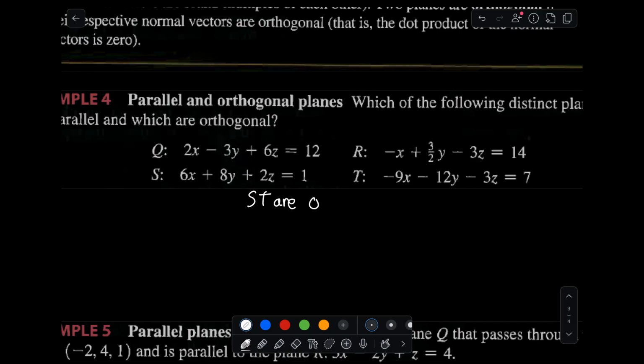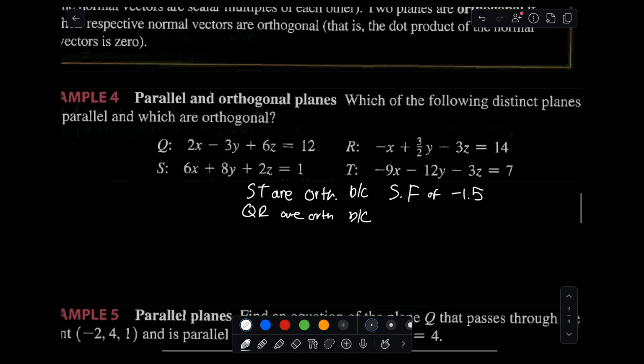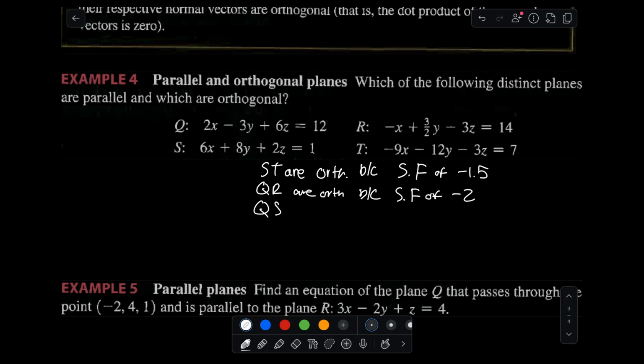Are orthogonal because scale factor of... and then Q and R are orthogonal because of a scale factor of -2, and then QS are, oh no, not orthogonal. Oops, this should be parallel. Jeez.